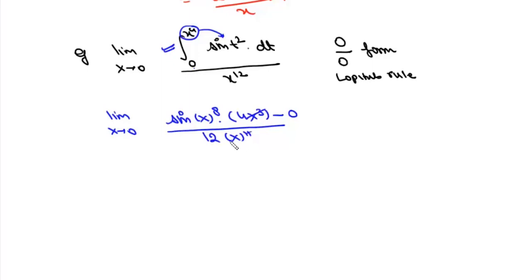Now this x cube and x to the power 11 will cancel, so we'll get x to the power 8. Now sin x to the power 8 upon x to the power 8 is a standard limit, 0 upon 0 form, which is 1. So the answer to this limit will be 4 upon 12, which is 1 by 3. So this is how we'll be using Newton-Leibniz formula in L'Hopital's rule to solve limits.